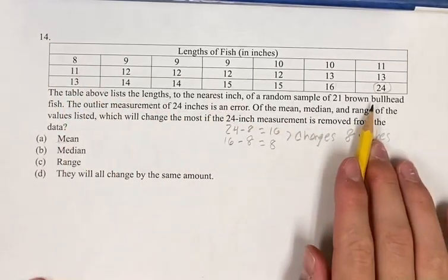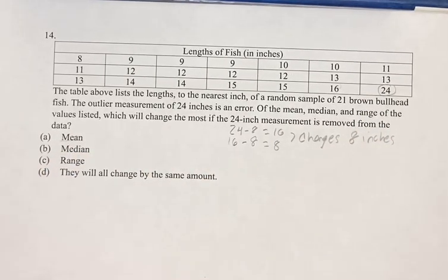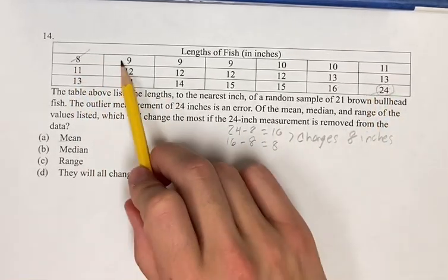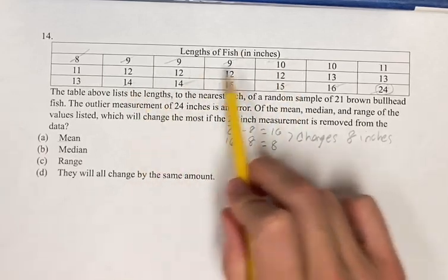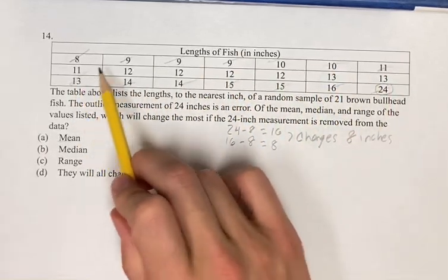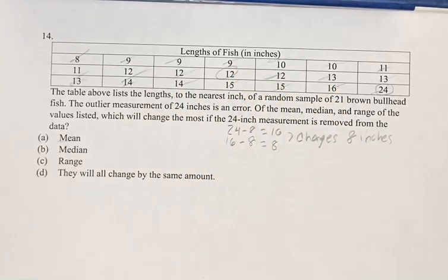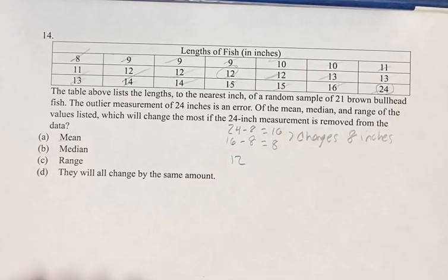Now these fish are lined up in increasing order. So we can do the method of finding the median, where we just go in from both sides, crossing off until we reach the center value, which is 12. And so that's before we get rid of the 24.